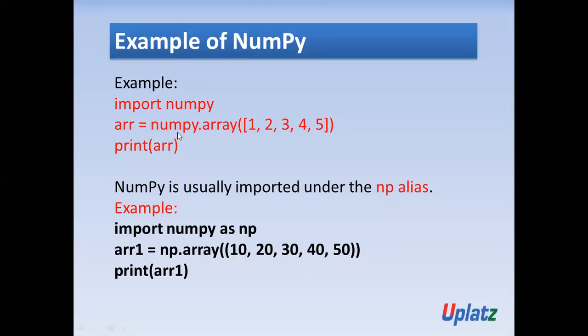In the first example we passed a list containing the numbers 1 to 5 inside the array function, or method. But here we have passed a tuple that contains the elements 10, 20, 30, 40, 50 inside np.array. The result we have assigned to array1, and then finally we can see the elements of array1 with the help of print array1. Now let me show you this example.